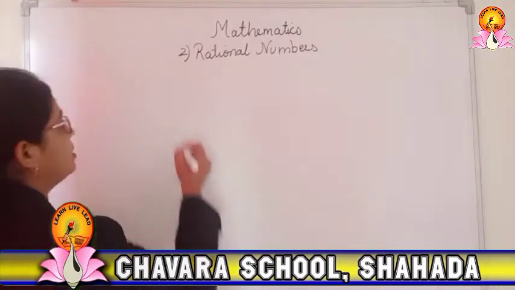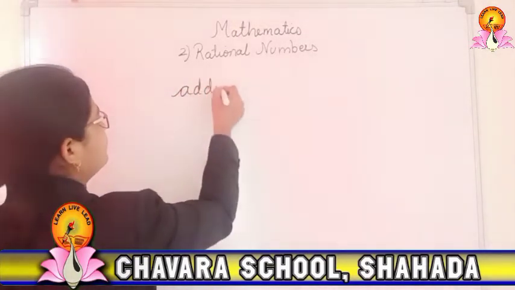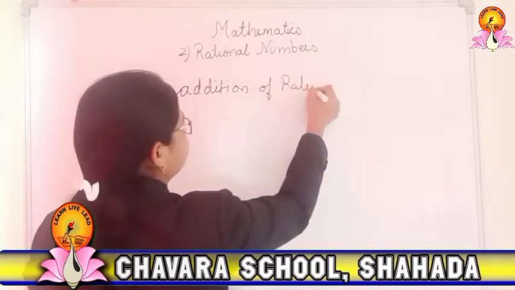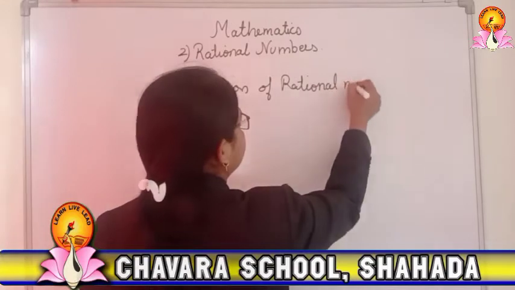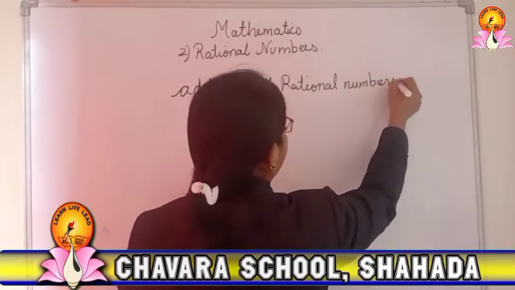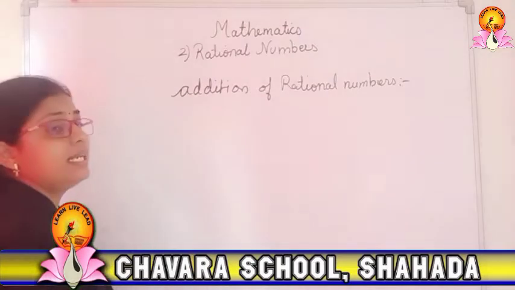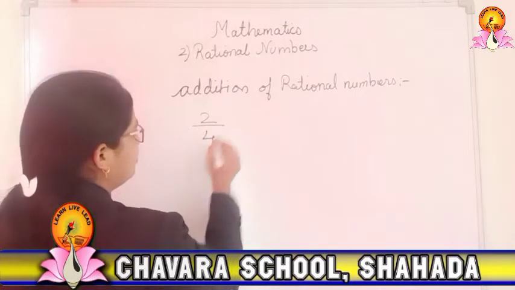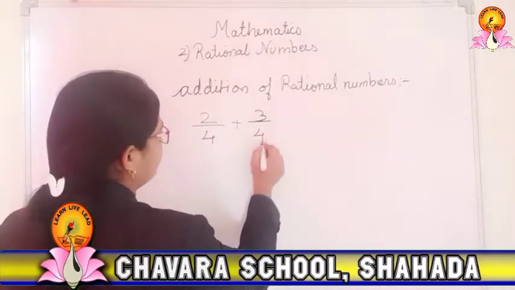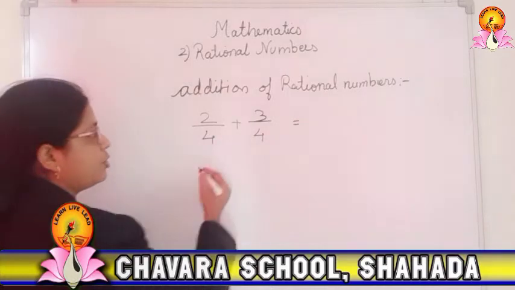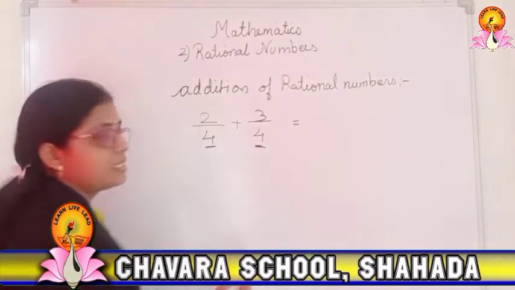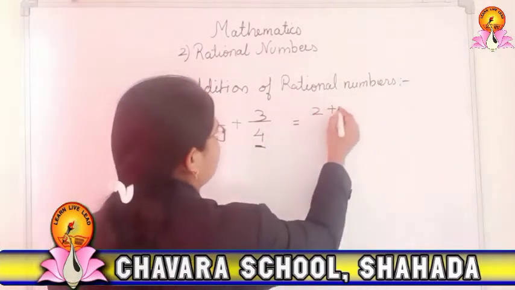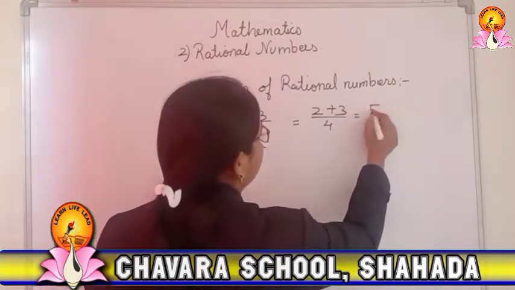So addition of rational numbers. If denominators are equal, how will we do the addition? 2 upon 4 plus 3 upon 4. If such a number is there, and the denominators are equal, that means it is like terms. So directly we can do the addition. So 2 plus 3 upon 4, it is 5 upon 4.